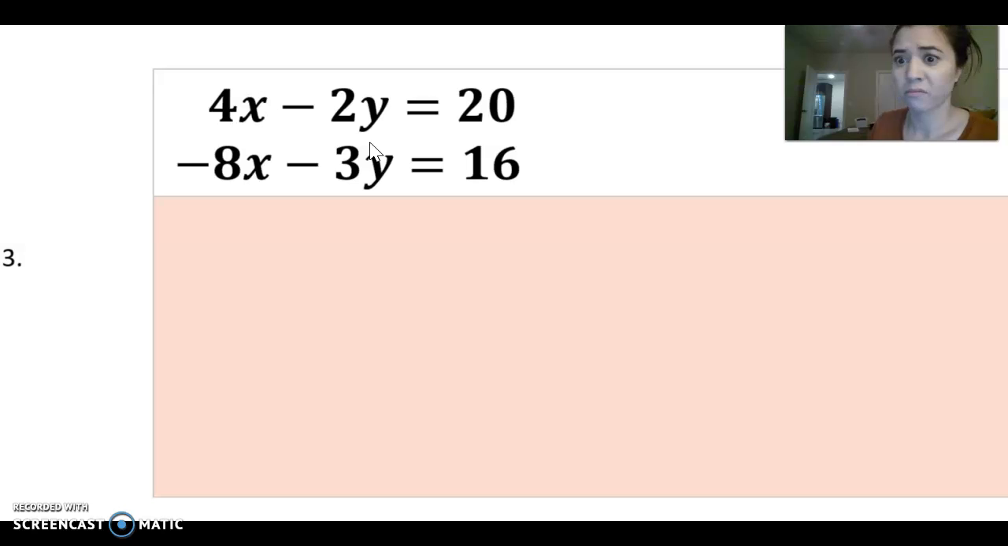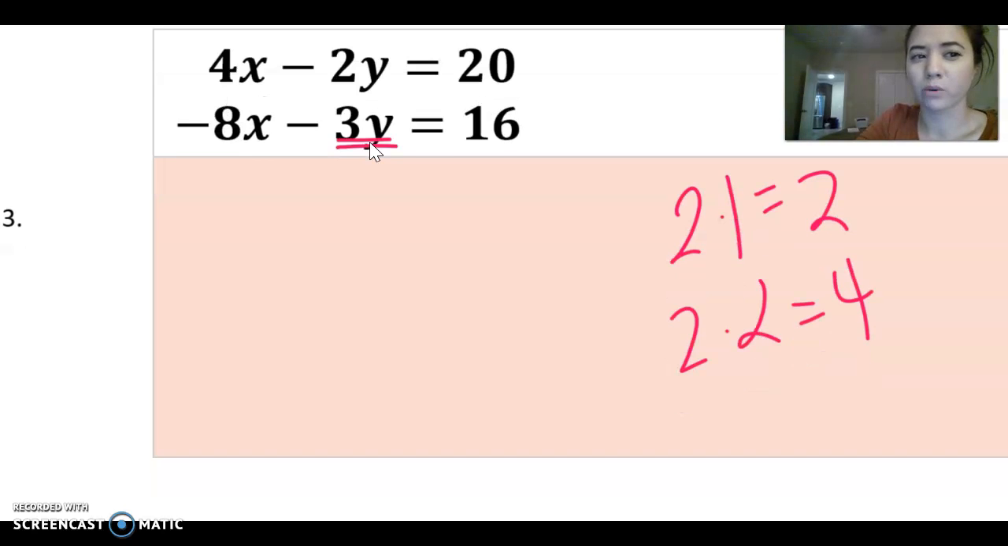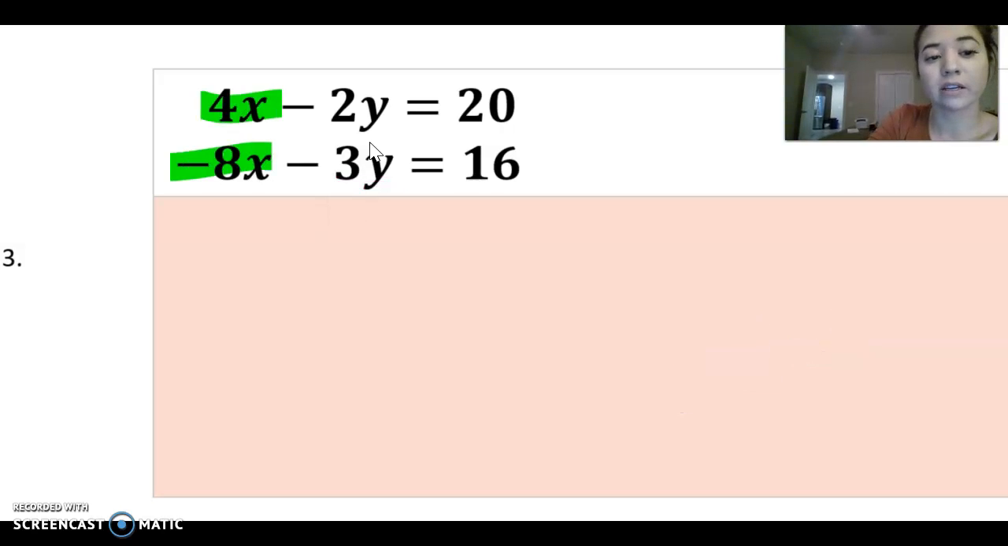No. If you think of 2, we can do 2 times 1 is 2, 2 times 2 is 4. So 3 is not a multiple of 2. You'd have to multiply the 2 by some sort of fraction to make it equal 3. So for this one, you would want to choose the x because it's really hard to make a 2 become a 3. So we have 4 and then a negative 8.